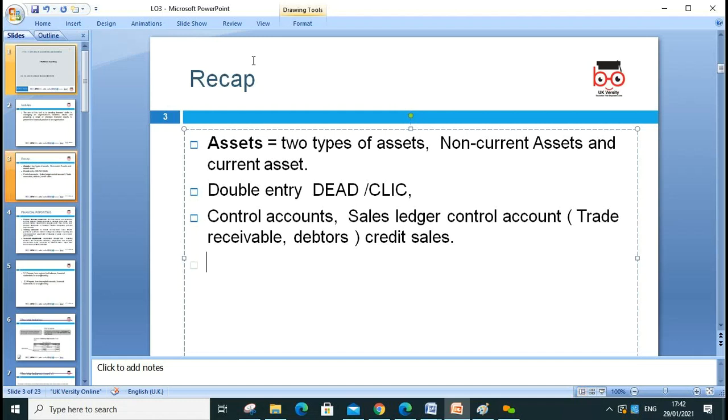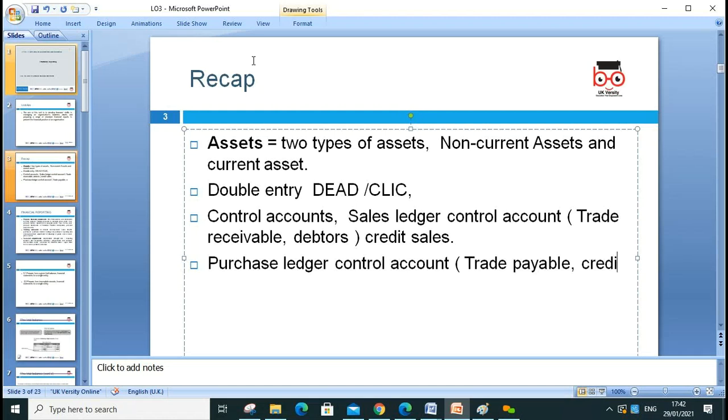We learned about purchase ledger control. What is any other name? It is also known as trade payables. Excellent. Creditor. Yes, good. Well done. It's called creditor. It's due to the credit purchase. If we have a credit purchase, then we have these.